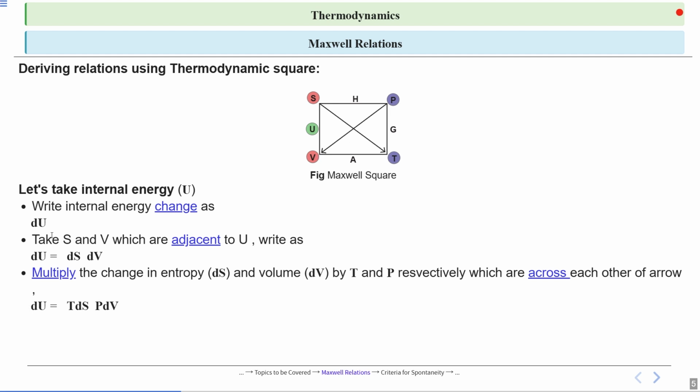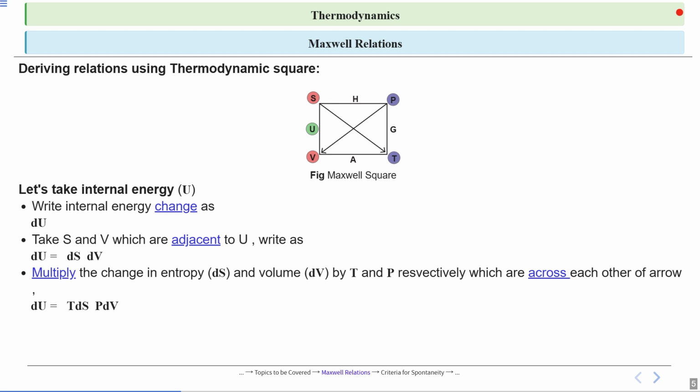Okay, so first we have dU, we are talking about the middle term. You can derive it similarly for the enthalpy, Gibbs free energy, and the A. So I am leaving this part to you. We will see the final relation, but you need to do the same process that I am doing here. Okay, so first we started with dU, then on either side of the U we have S and V, so we took their derivative.